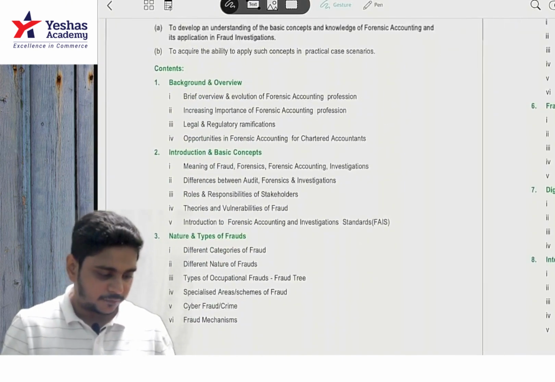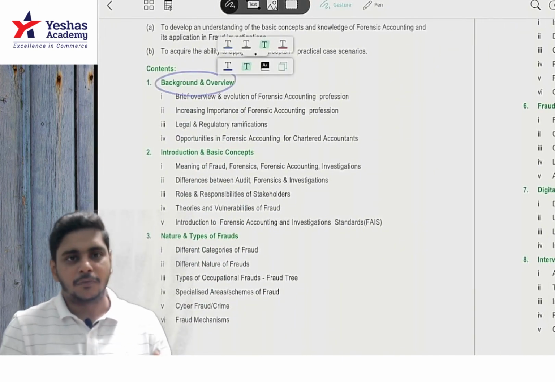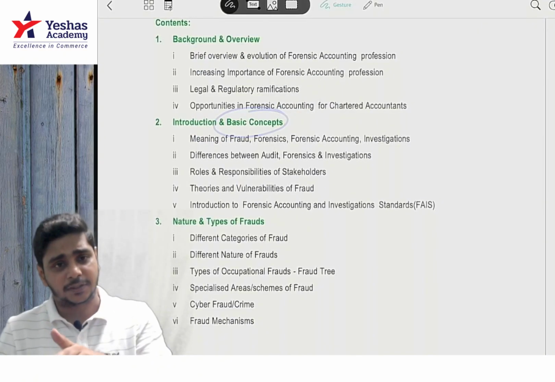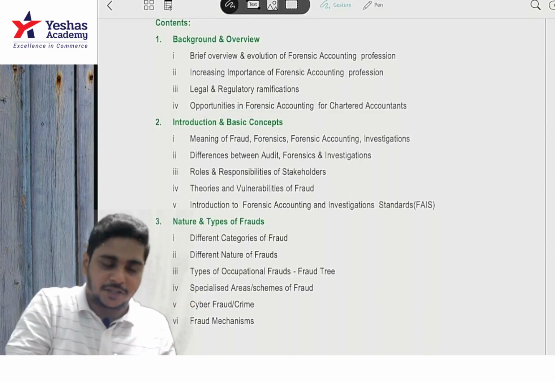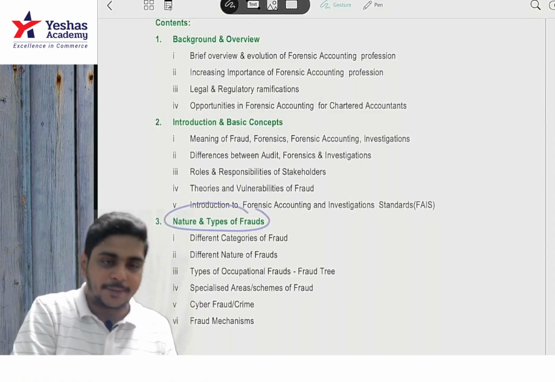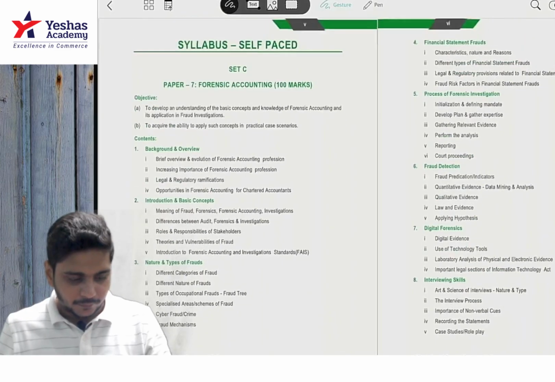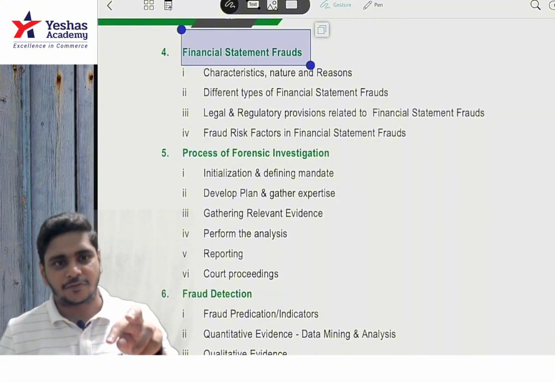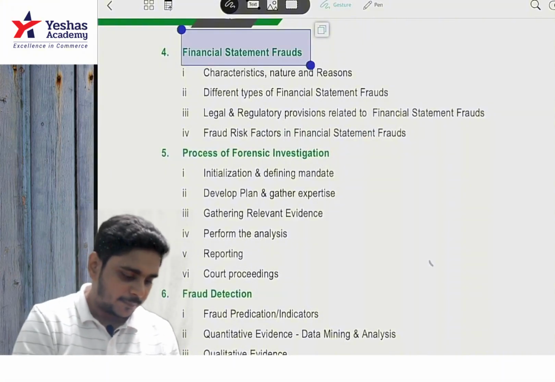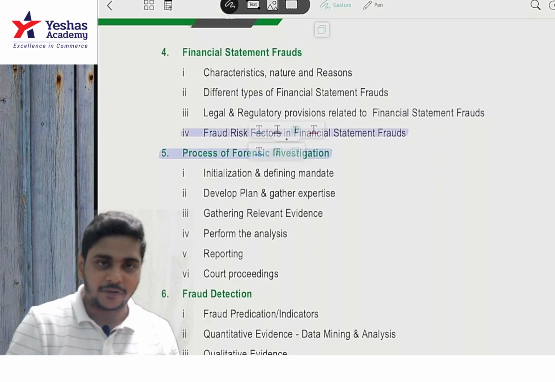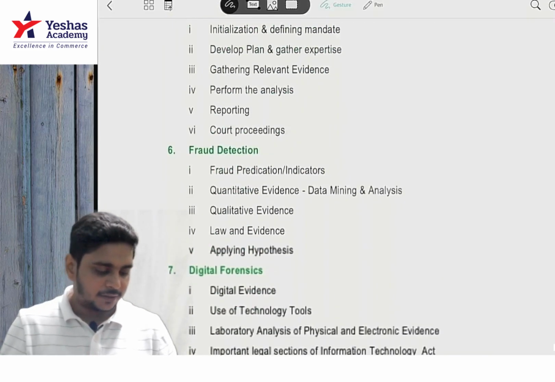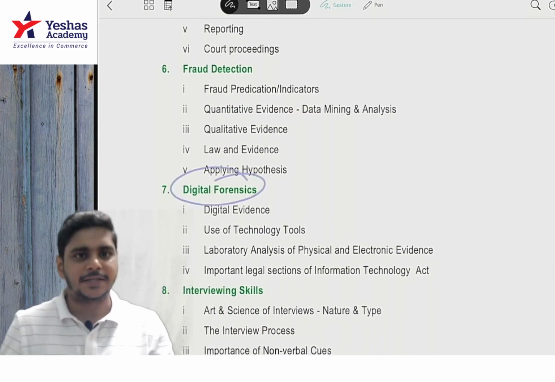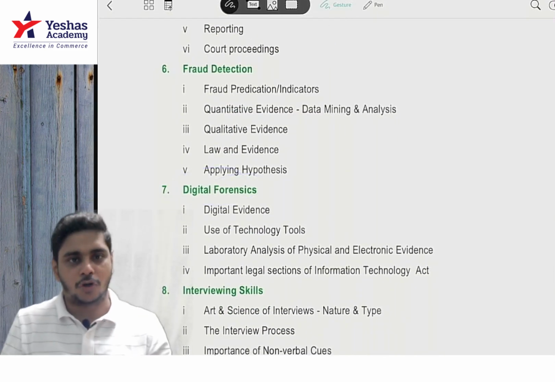If you see the content, the first chapter is basically background and overview. Then we have introduction and basic concepts. They will teach you about fraud, what is forensics, what is forensic accounting, how it is different from investigation. Then nature and types of fraud is your third chapter. Chapter number 4 talks about financial statement frauds like balance sheet, P&L, cash flow. When there's a fraud, you will start your forensic investigation. Once forensics is done, you will do fraud detection. Then something about digital forensics, like email, WhatsApp chat, call logs, all those things.